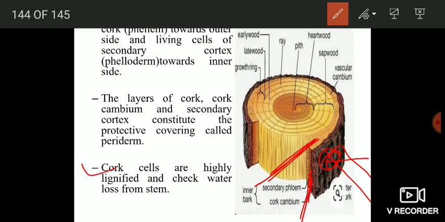The cells of cork or phellem are highly lignified and dead, and this high lignification in cork cells helps the plant to prevent the loss of water from the stem.